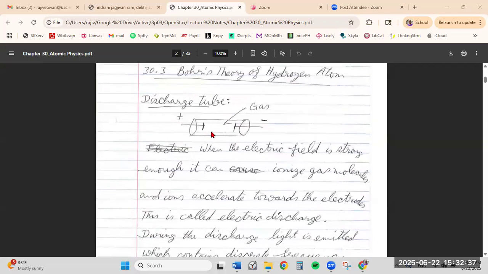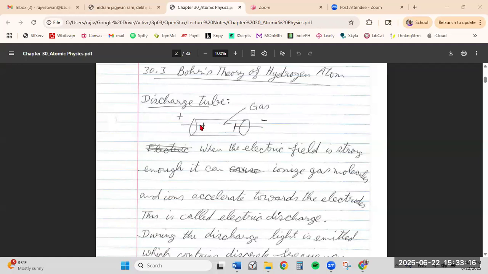To get to further details about Bohr's theory, let's begin by considering what's called a discharge tube. A discharge tube is basically a glass tube, at one end of which we have a metal plate which is at a higher potential. On the other end is a metal plate at a lower potential. These are connected to some sort of power source, a very high voltage battery.